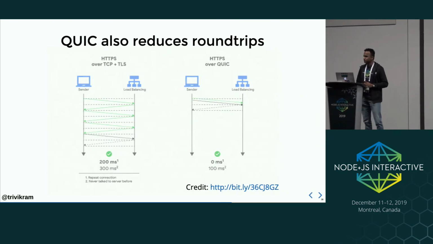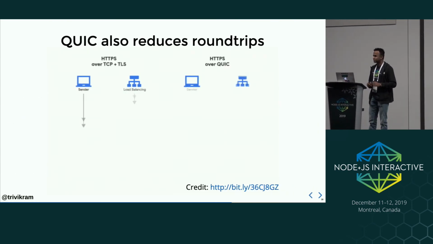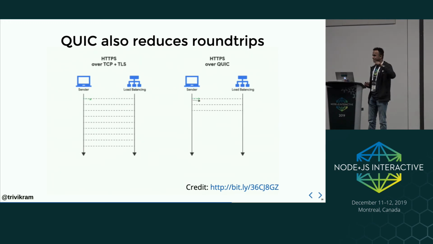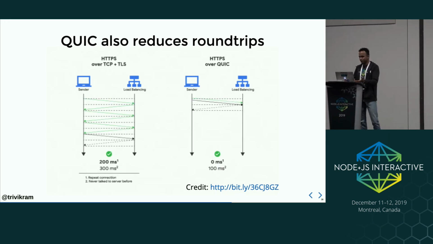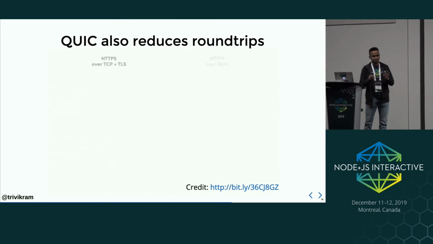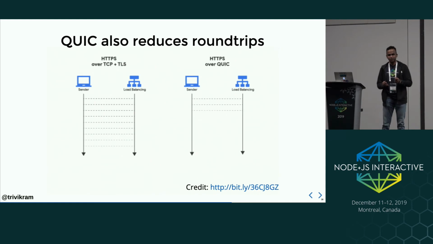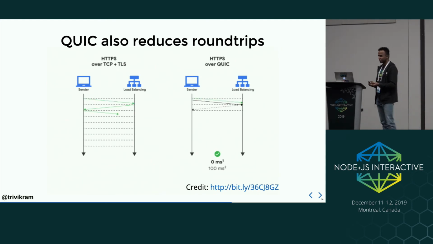And QUIC also reduces round trips. Remember, we saw 3 round trips per request. Who has time for that? So if each round trip takes 100 milliseconds, in QUIC it will take just 100 milliseconds for the first request, or if the client knows the server already, it will take 0 milliseconds.